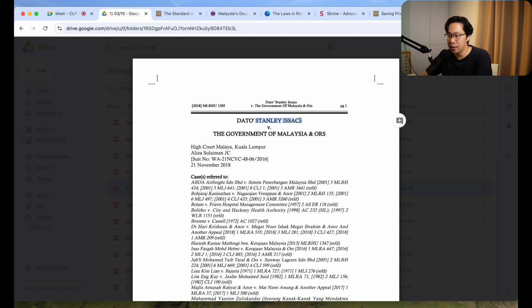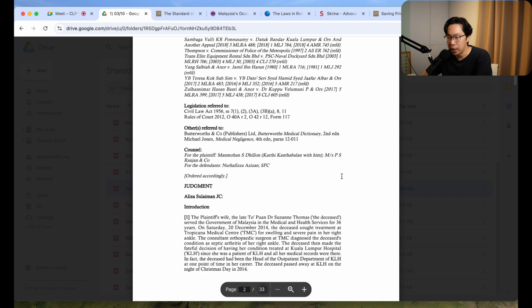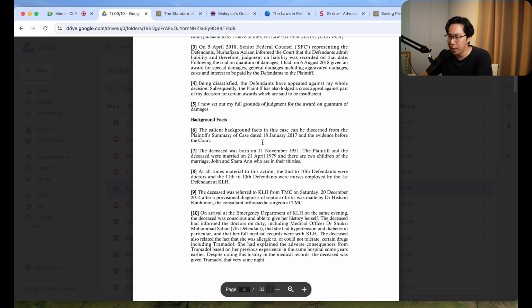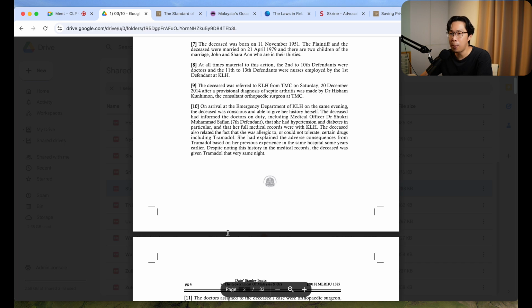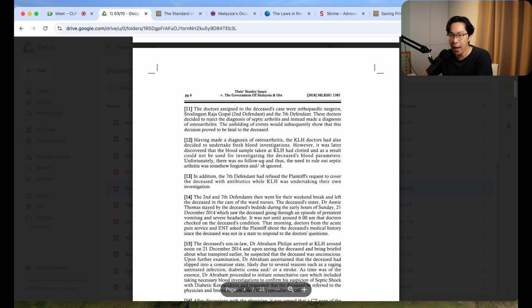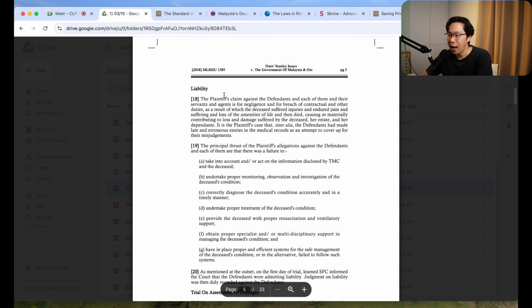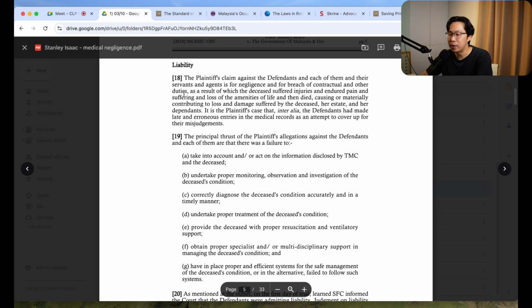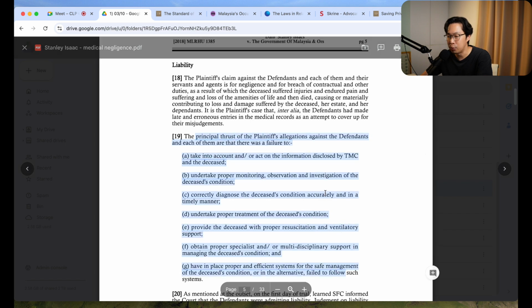Stanley Isaac is a famous lawyer. His wife got some sort of problems, went to the government hospital and died. He sued the government hospital for medical negligence. Okay? So he sued it, whatever happens. But this case is not so much about whether the negligence happened or not. The negligence did happen. But it is how the court came about with how much to claim. So this is the liability. You see how they use the language.